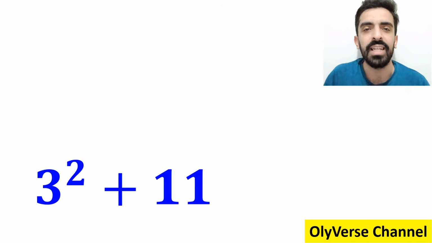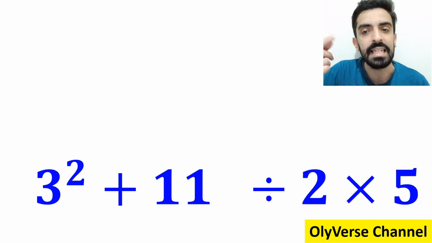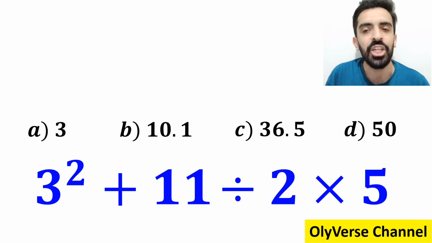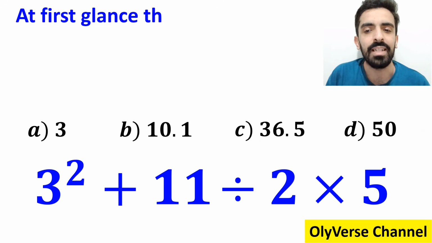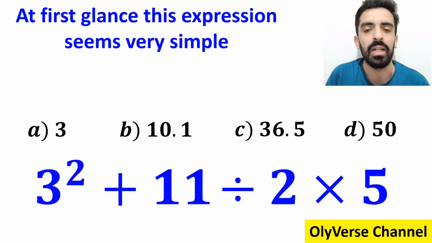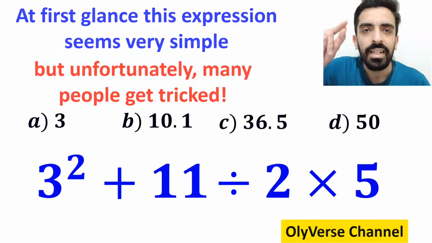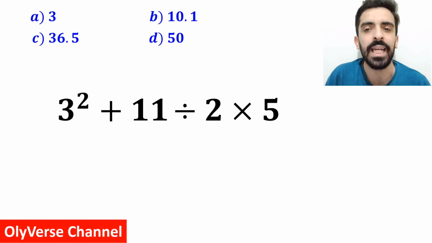What is the value of the expression 3 squared plus 11 divided by 2 multiplied by 5? Which option do you think is the correct answer to this question? At first glance, this expression seems very simple, but unfortunately, many people get tricked. Let's dive in and break it down step by step together.